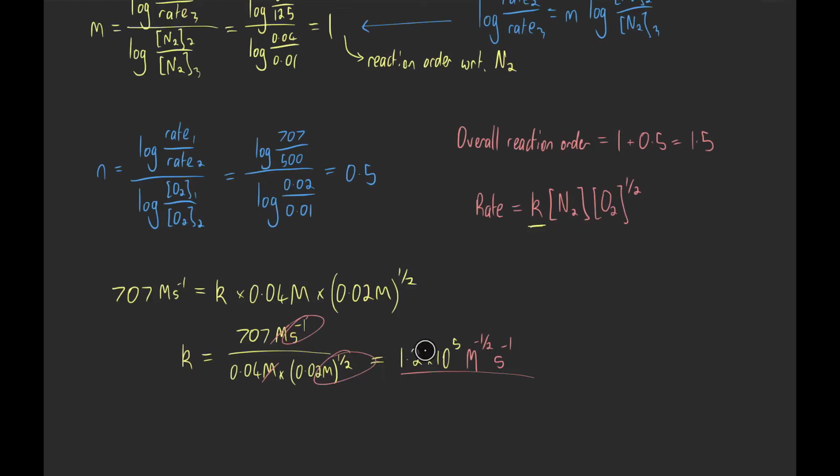So we've now identified all three factors that go into our rate equation. We know k, we know the reaction orders with respect to each reactant, and so we can use this rate law to determine the rate of this reaction at any concentration of reactants N2 and O2.